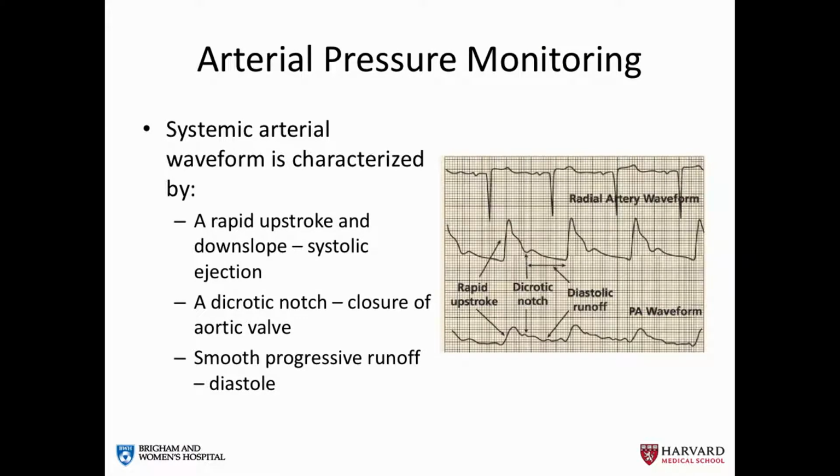Now, this is what an arterial pressure monitor waveform looks like. You can see the characteristic waveform here. We see a very rapid upstroke, which indicates systolic ejection. You can see a dicrotic notch, which correlates with closure of the aortic valve, and then a smooth progressive runoff here, which reflects diastolic runoff.